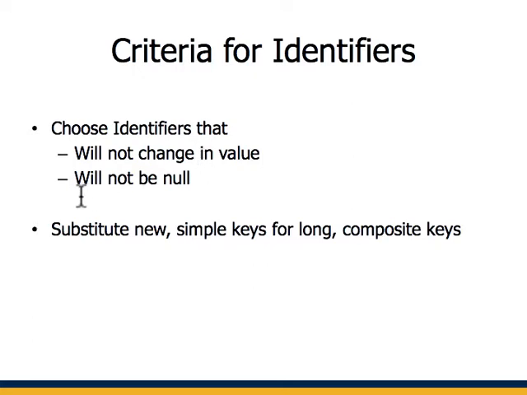And anything that cannot be described as a null value. For instance, you cannot say a US citizen does not have a social security number. You cannot say that, right? So every US citizen has to have a social security number first. Why? Because that is the identifier. So that identifier cannot be null. Okay.